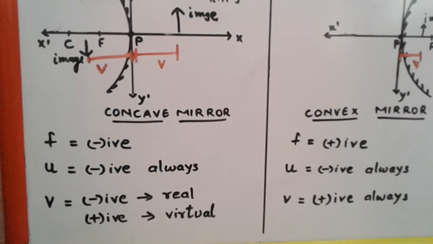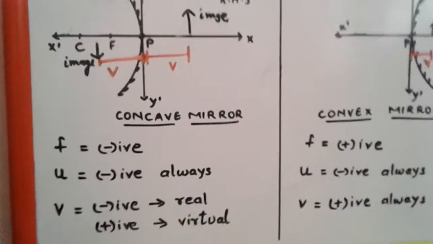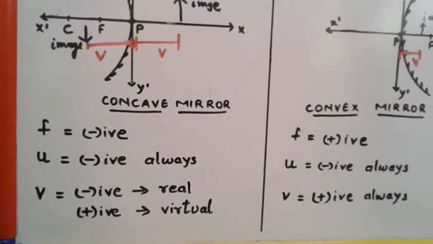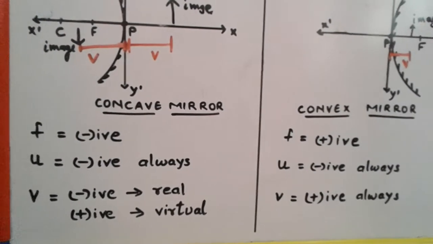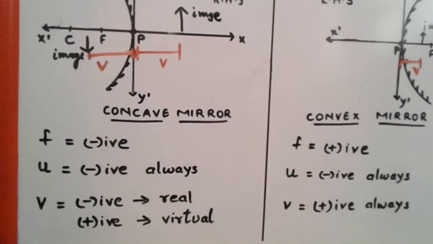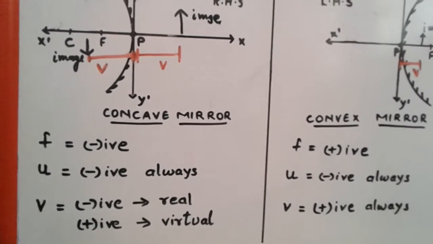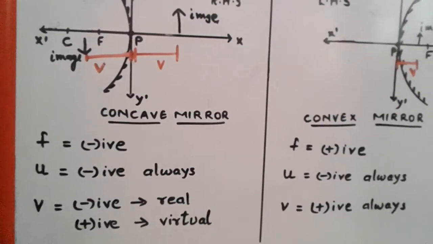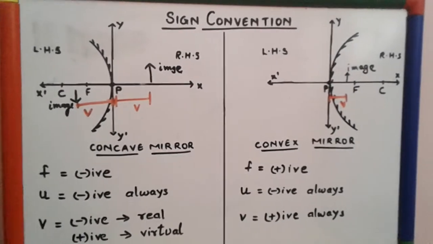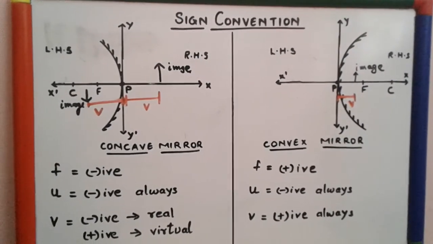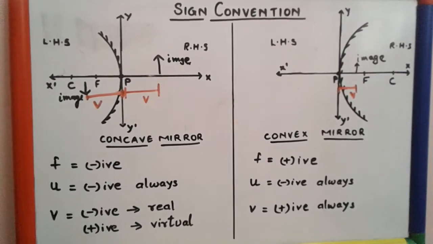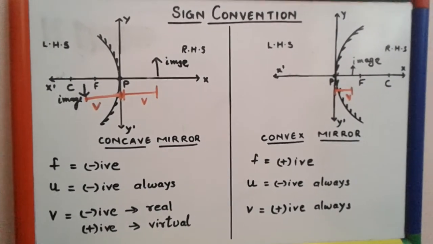But for the concave mirror, you have to take special care while solving numericals about whether to take the value of v as negative or positive. That will totally depend upon the nature of the image. If it is real, then negative, and if it is virtual, then positive. So with the help of this sign convention, the next topic that we will deal with is solving numericals by the mirror formula as well as by the magnification. Thank you.